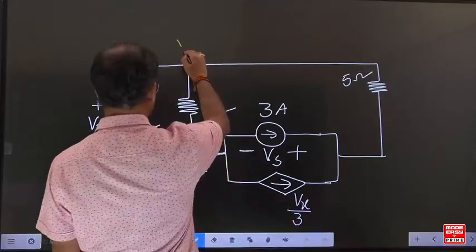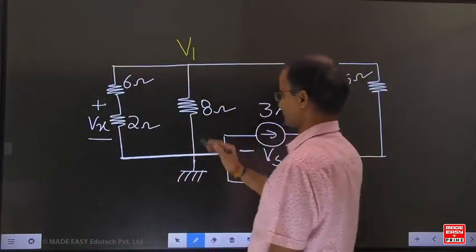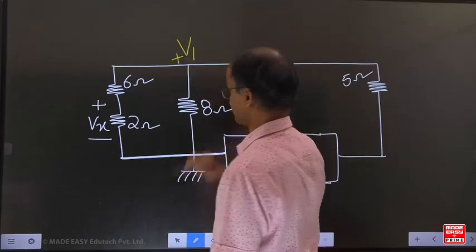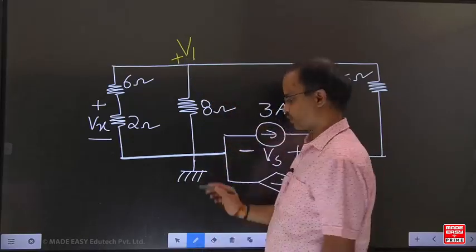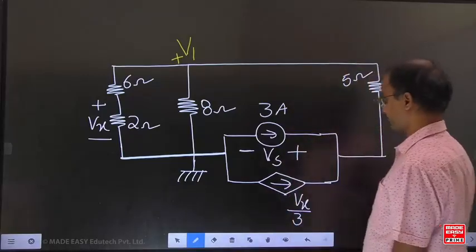Let us assume here the node voltage for this is V1. With respect to ground potential, the polarity of this one is plus. Always the ground is a reference.